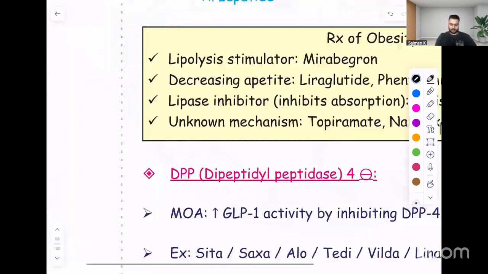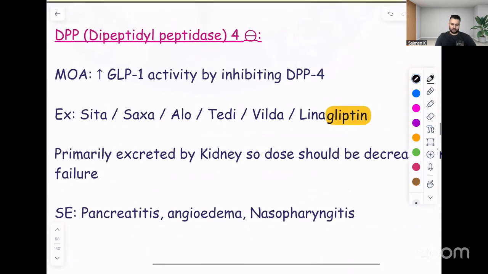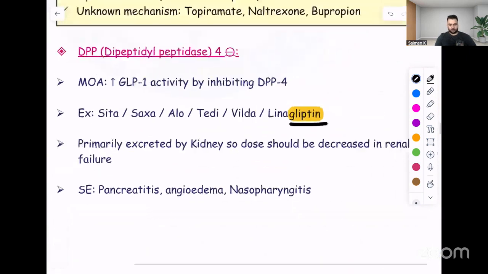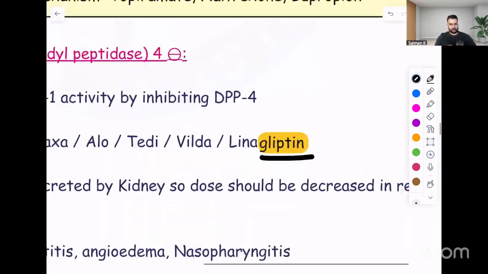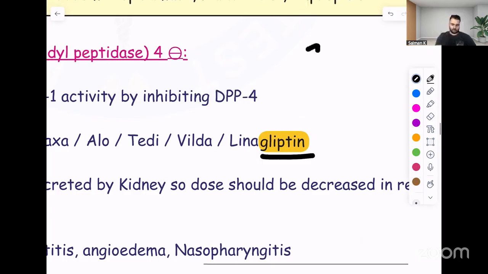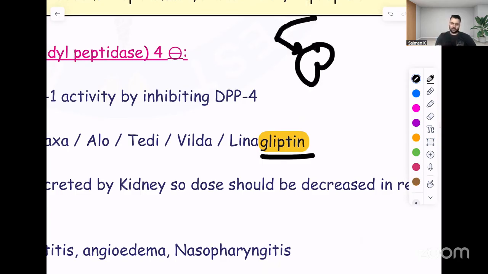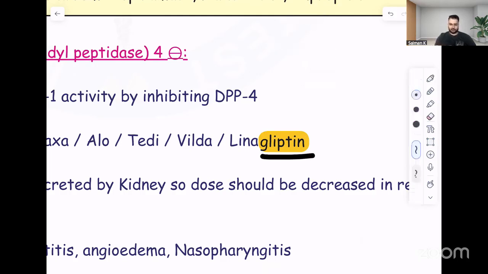Next is your DPP-4 inhibitors, the drugs called gliptins. When you talk about the gliptins, the idea is that most of them are removed by the kidney. So they should be avoided in renal failure, or if you want to use them, you need to reduce their doses. Because if your kidneys are bad, don't give drugs that come out of the kidney. You can give a drug which is linagliptin, which is not excreted via the kidney.